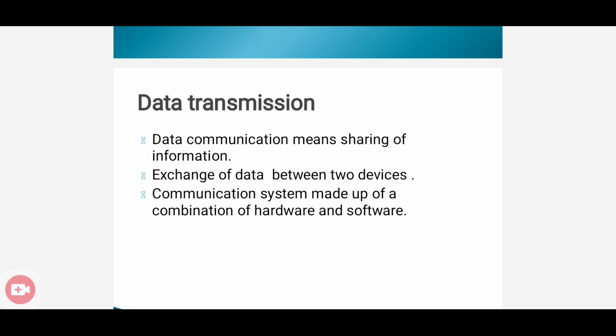A communication system is actually made up of hardware as well as software, or a combination of hardware and software. How the data are exchanged between the devices is what deals with data communication or data transmission. So data communication is the exchange of data or sharing of information between the devices or over a network.